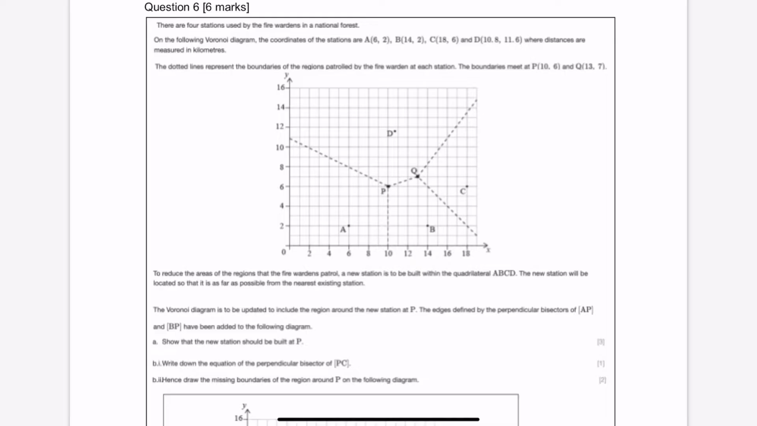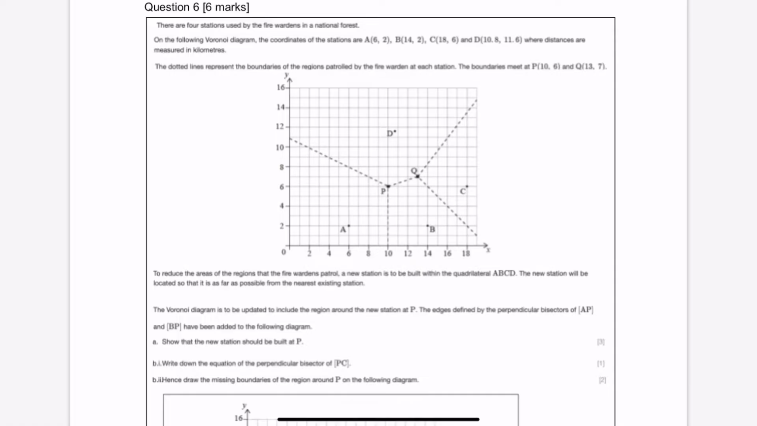So for the first part, I'm showing that the new station should be built at P. So we know that if we're ever adding in a point, it should always go into one of the vertexes of the Voronoi. So it would either go into P or Q, since that's where my Voronoi diagram meet. So it should always go in those vertexes. I need to decide whether it's P or Q. So to do that, I need to choose one of my coordinates or one of my positions, and I'm basically finding which is the closest distance and which is the furthest away. And I want to place it at the furthest away because that's going to be the most beneficial.